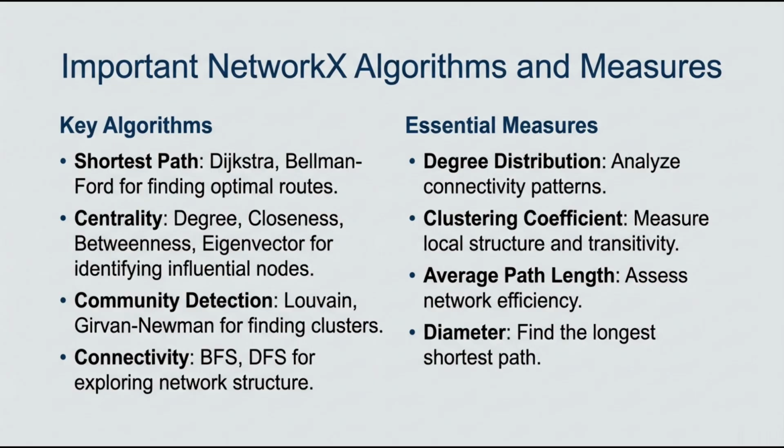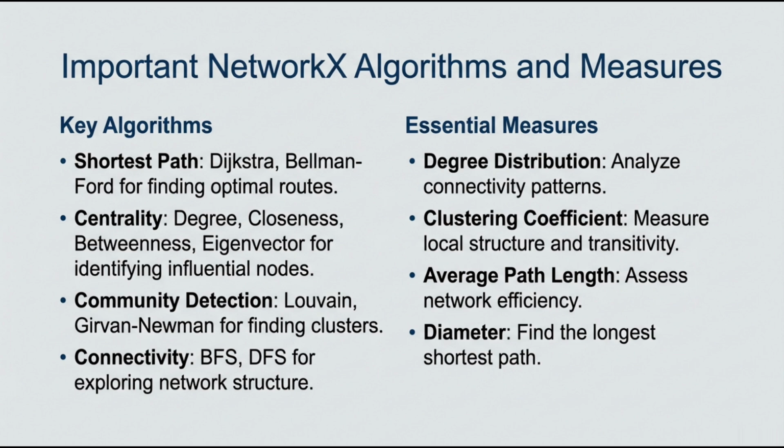This slide summarizes several important NetworkX algorithms and measures that support real analysis. On the algorithm side, shortest path methods such as Dijkstra and Bellman-Ford help us find optimal routes, which can correspond to efficient flow or transmission channels in a network. Centrality measures such as degree, closeness, betweenness, and eigenvector help identify influential or vulnerable nodes. Community detection methods like Louvain and Girvan-Newman help uncover clusters or sectors.